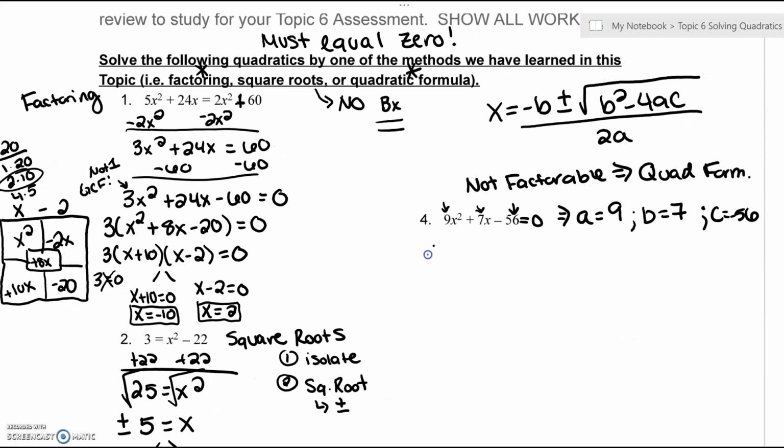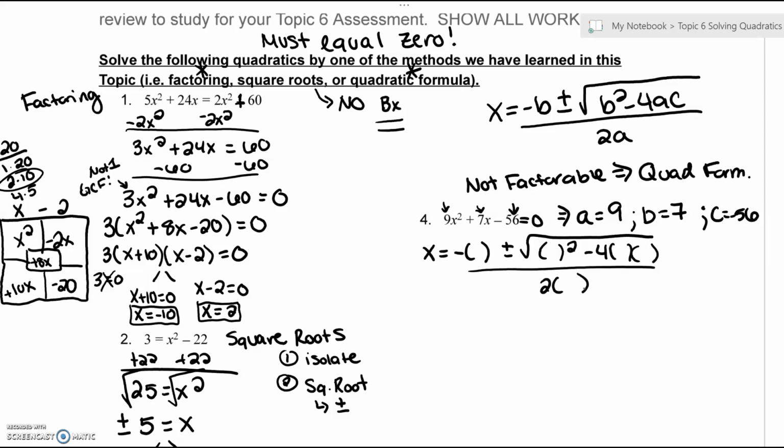So now remember, a good habit is to replace all of the variables we're going to plug in for with parentheses. I'm not changing anything, I'm just replacing with parentheses so I can fill in. So it's negative b, so b is 7, plus or minus the square root of b squared, 7 squared, minus 4 times a, which is 9, times c, negative 56, all over 2 times a, which is 9.